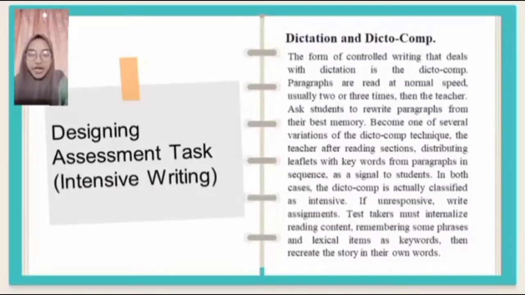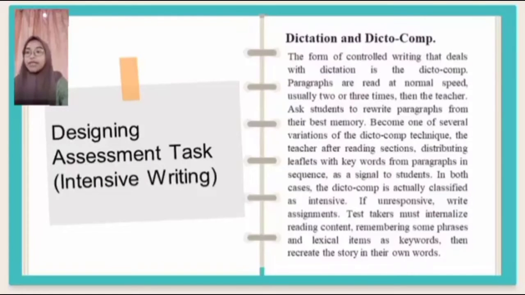Okay, I am Afidah Warohmah, with student ID number 2042000055. I will explain about designing assessment tasks for intensive writing: dictation and dictocomp. The form of controlled writing that deals with dictation is the dictocomp.